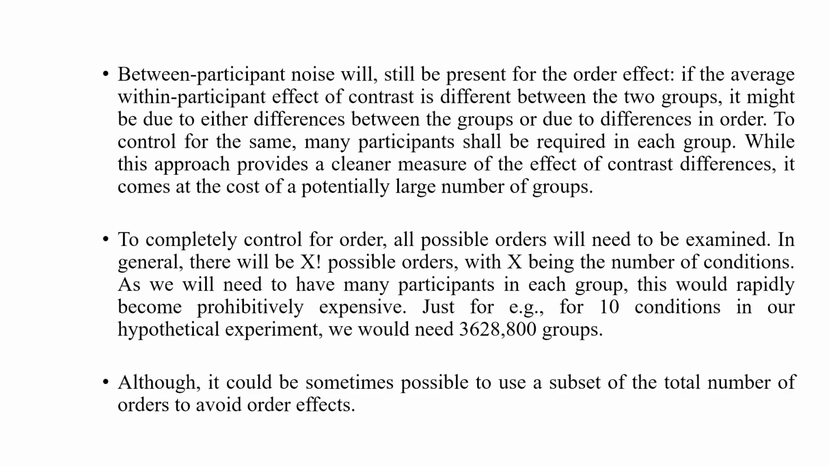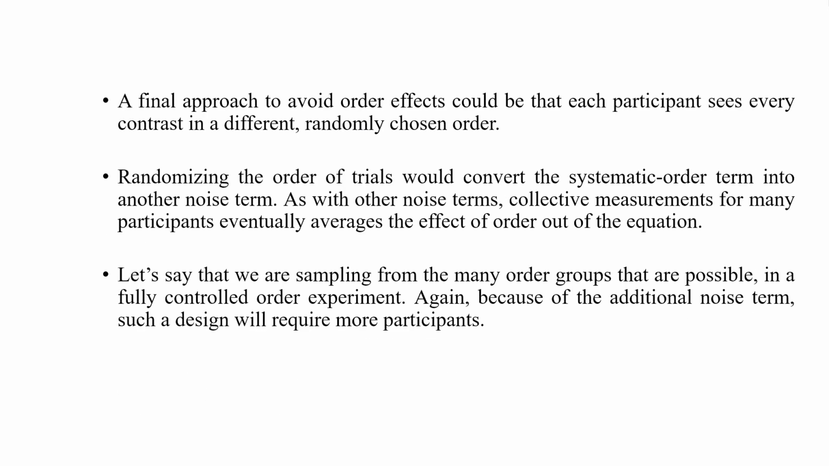But again, you will see that this is not a perfect condition. So a final approach to avoid these order effects could be that each participant sees every contrast in a different randomly chosen order. Okay. So once you have randomized this order of trials, it would convert the systematic order error, which is coming out of a systematic AB or BA variation, into another noise term, and as with other noise terms, if you take collective measurements, this will eventually reduce and go out of the equation. Okay.